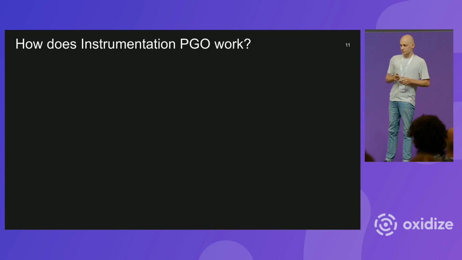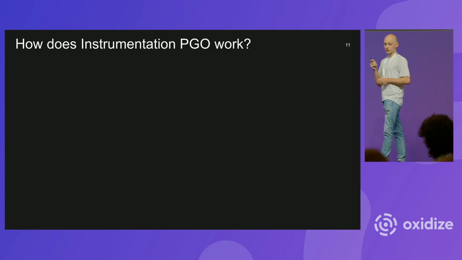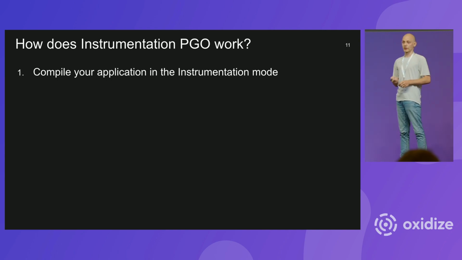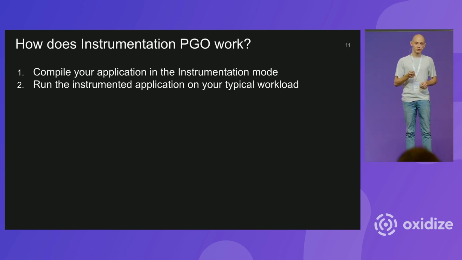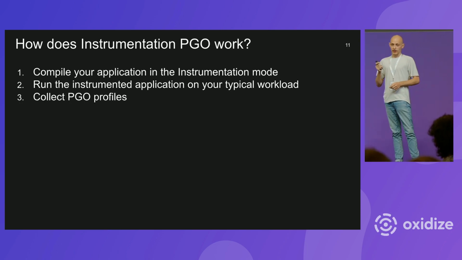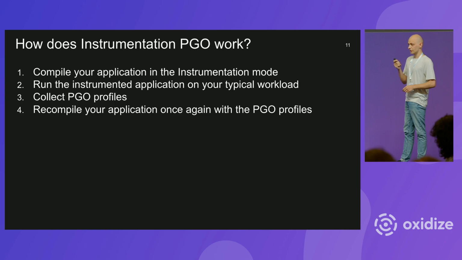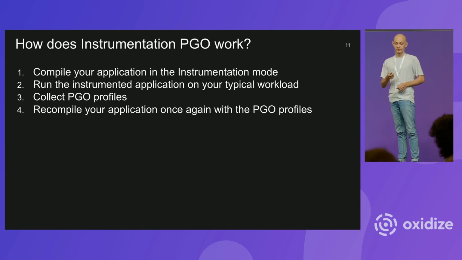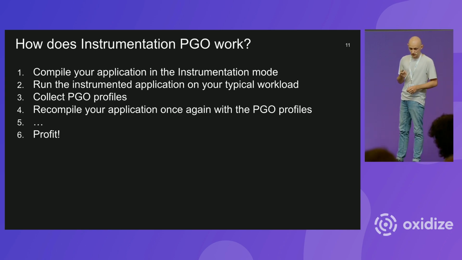So let's start from the most basic one. How does instrumentation PGO work? You need to compile your application in instrumentation mode, run the instrumented binary on your typical workload, like a training phase, like a machine learning training if you want, collect PGO profiles, and you need to recompile your application once again with this information. And that's it.